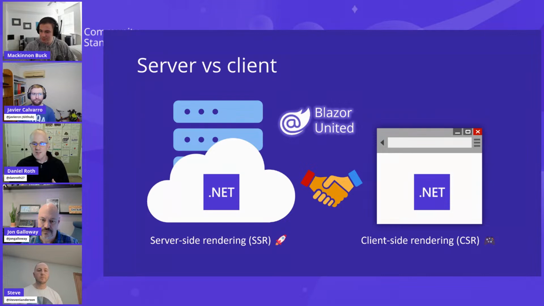But in .NET 8, we're working to combine the benefits of server-side rendering and client-side rendering into a single consistent model based on Blazor. And we're currently calling that effort Blazor United. Name subject to change. We're not sure if that's going to be the final name that we ship with in .NET 8, but that's what we currently call the project.